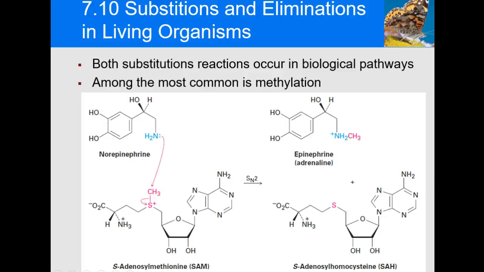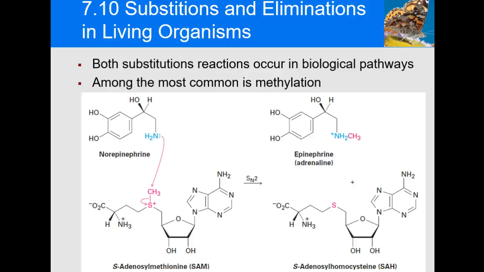All right, this slide just shows you where you see substitution and elimination reactions in living organisms. These reactions actually are occurring billions of times a second inside of our bodies. Okay, both substitutions occur in our biological pathways, so SN1s and SN2s. Mostly, if you have to put on a methyl group.